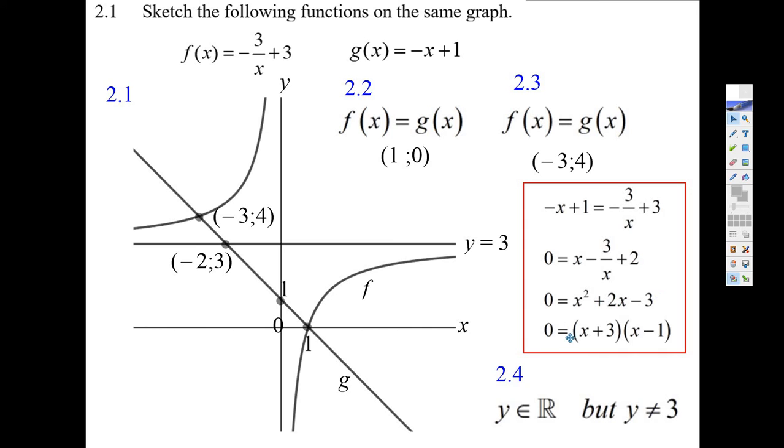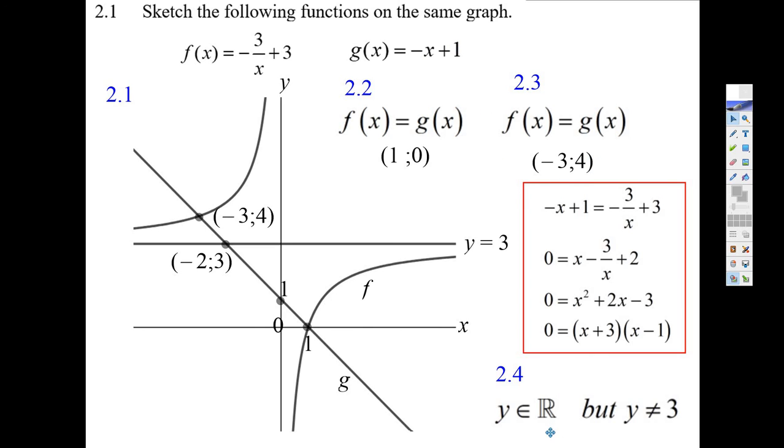Oh, this is one of these quadratics we can factor: x plus 3 times x minus 1. 3 times minus 1 gives me the minus 3, plus 3x minus 1x, there's your 2x. There are two places where they cross. One is x equals 1, and 0 here. But the other place must be x equals minus 3, and that's your answer. Minus 3 is the place where they cross. And just put minus 3 in here: minus 3 plus 1. That's how we get the other answer, 4.